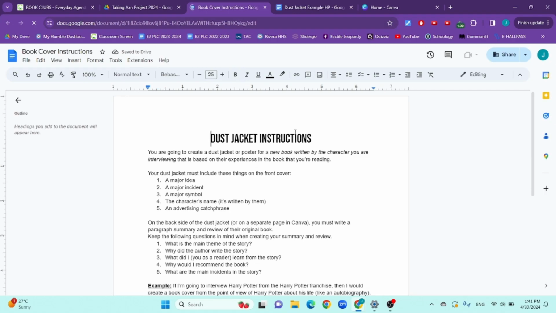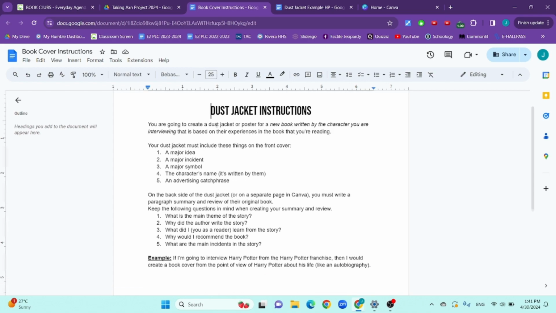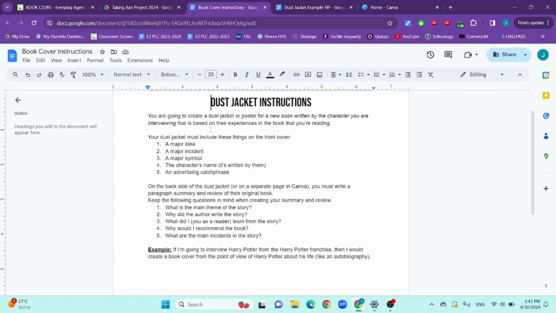Y'all, I'm going to show you how to do the dust jacket portion of the project to fulfill that call to action. Essentially, you're going to create a dust jacket. A dust jacket is, you know how you have a hardcover book and the cover of the book can come off of it? That's what a dust jacket is.